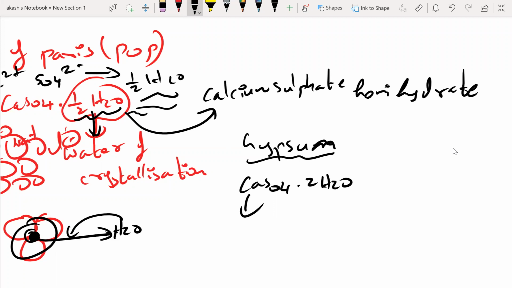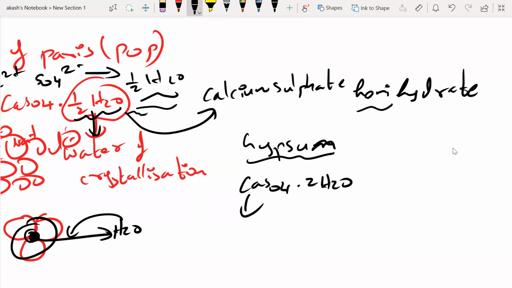If I have to give a chemical name to this, how will you give it? Plaster of Paris is the common name, but the chemical name is calcium sulfate hemihydrate. Like that, for gypsum, it is CaSO4.2H2O. What is the chemical name of this? So calcium sulfate dihydrate. Exactly, very simple.